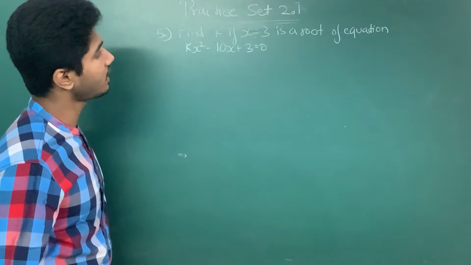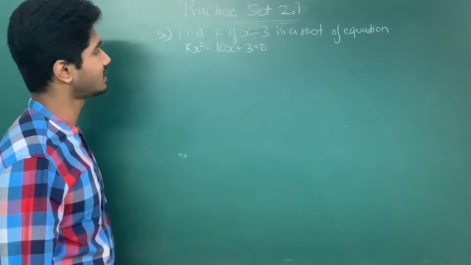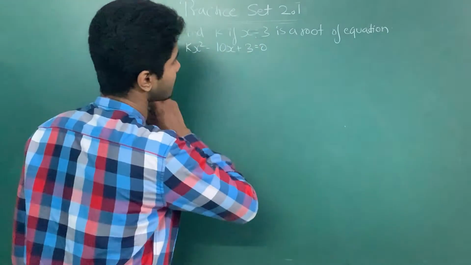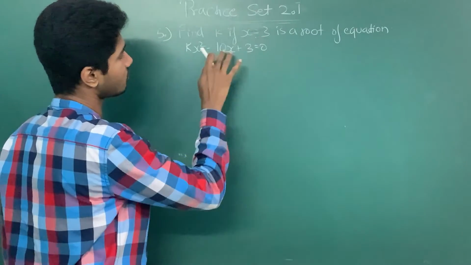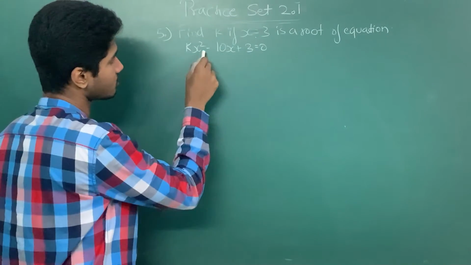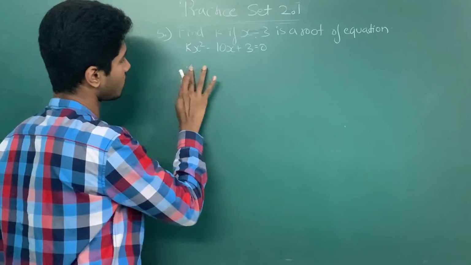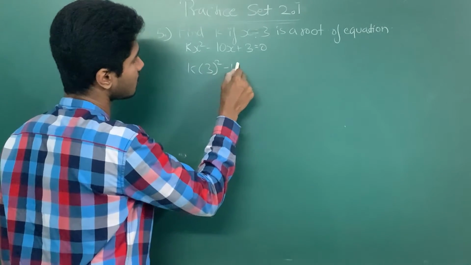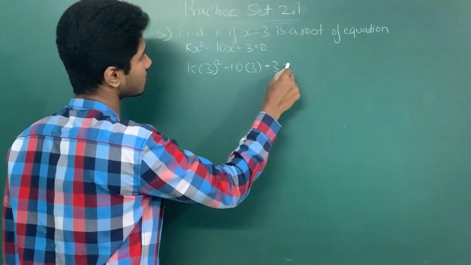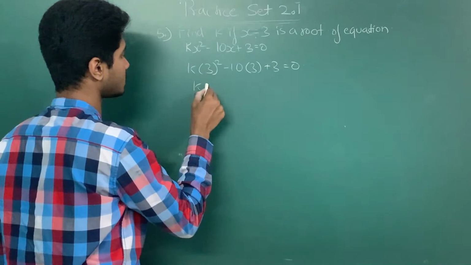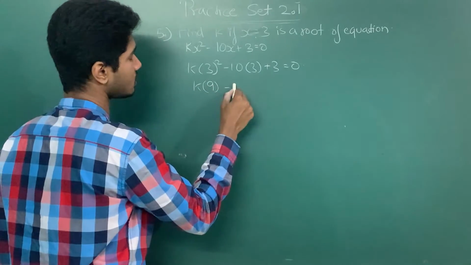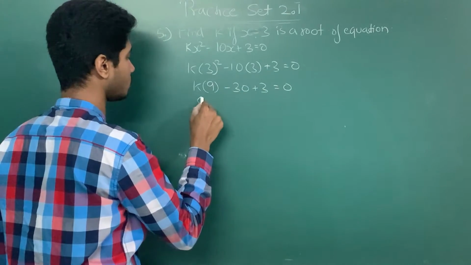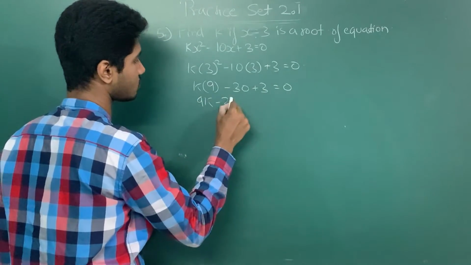Fifth question. Find k if x is equal to 3 is a root of the equation kx square minus 10x plus 3 equal to 0. Now, over here we are given one root, that is x is equal to 3. So we're going to substitute the value of x and find the value of k. So let's substitute the value of x. We won't touch k, we'll keep it as it is, and in the place of x we're going to write 3. So this gives us 9, this gives us 30, minus 30 plus 3. We can write this as 9k, which will give you minus 27.